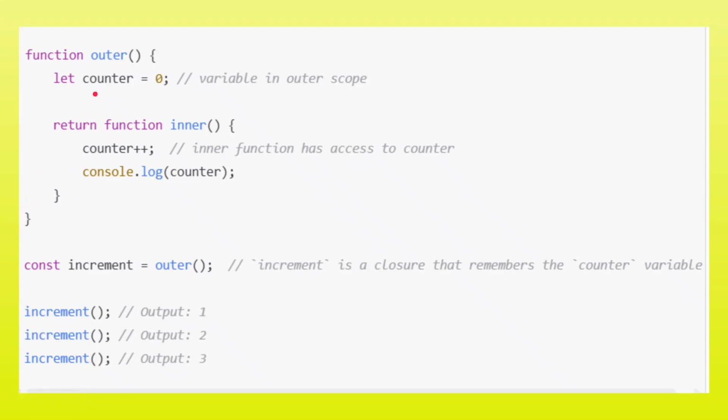We'll see one example. See the function we named outer. We have one let variable, counter, which we have assigned 0 in the outer scope, and in the inner function we are increasing it using the plus symbol. The inner function has access to the counter and we are printing that. So when we call the outer function, increment is a closure, because it remembers the counter variable. The first time the increment output is 1, the second time the output is 2, and the third time the output is 3.